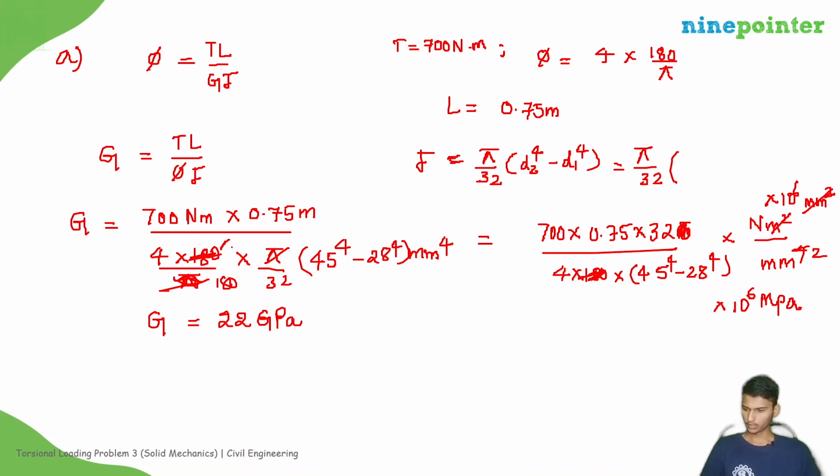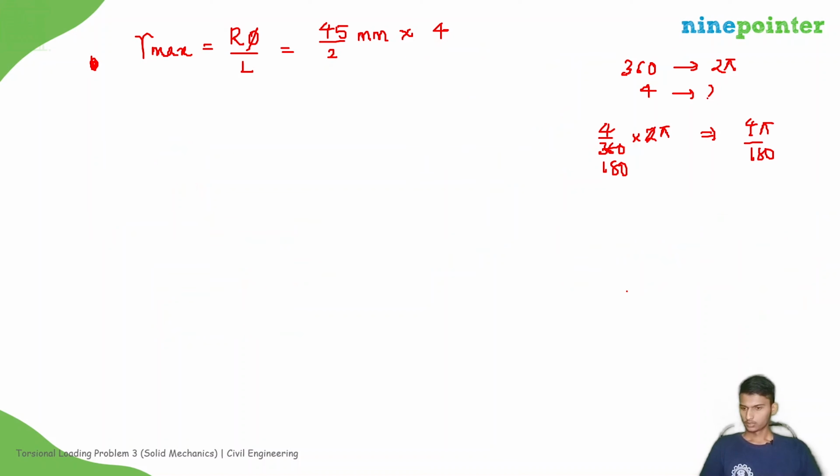Here also it should be 180 and it should be pi. Pi squared. So now this is 4 pi by 180.